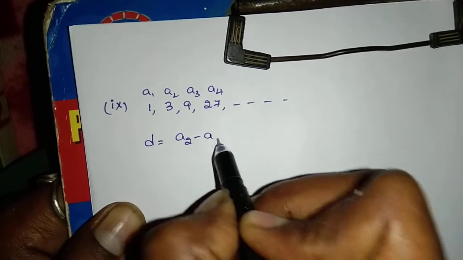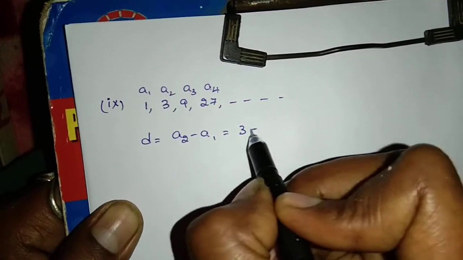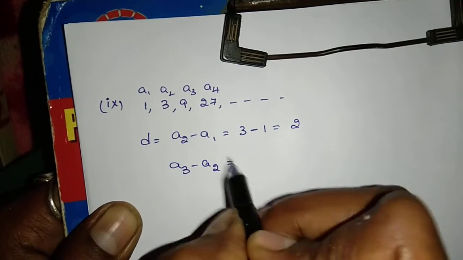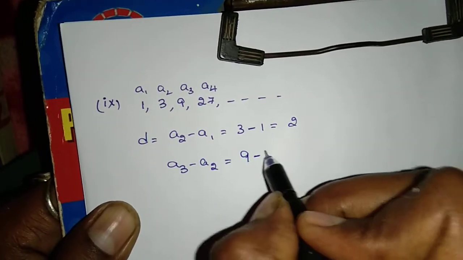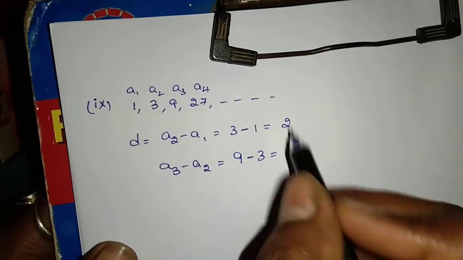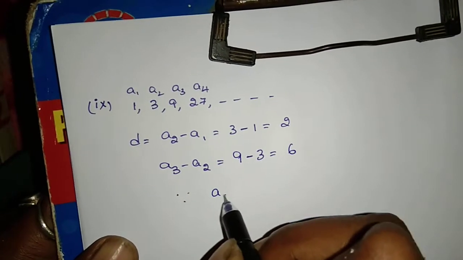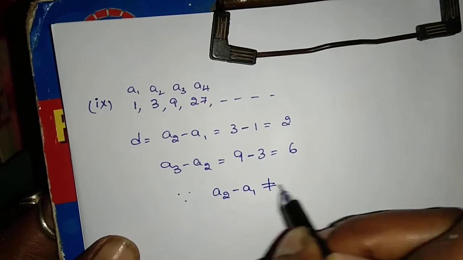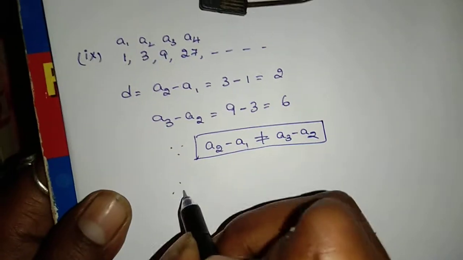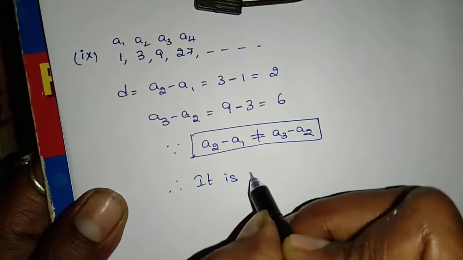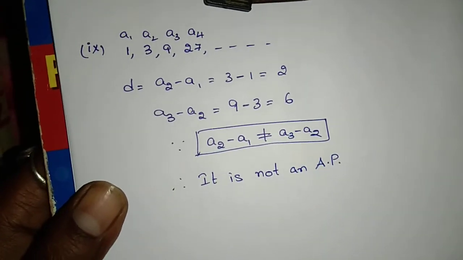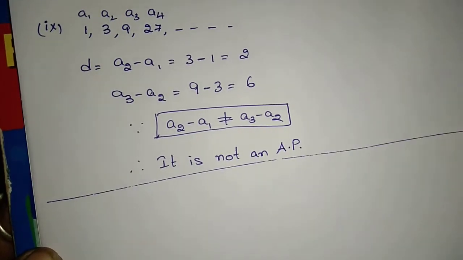a2 minus a1. What is the a2 value? 3. 3 minus 1, how much? 2. Now find a3 minus a2. The a3 value is 9, minus the a2 value 3. 9 minus 3, how much? 6. Are they all equal? Since a2 minus a1 is not equal to a3 minus a2, therefore what can we say? Therefore it is not an arithmetic progression. That's all. Did you understand? Shall we go to the next one?